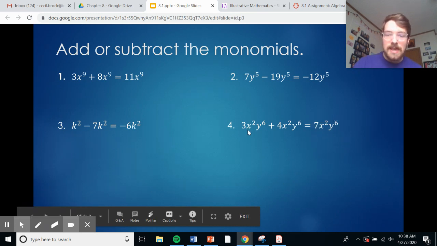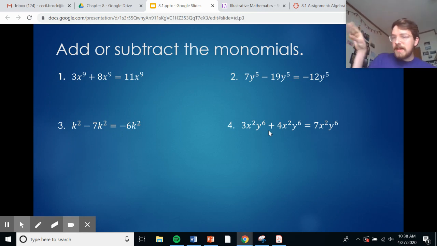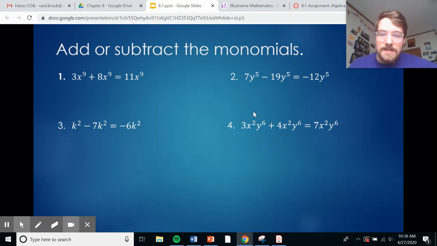And then my last one, I promise I will not give you something super crazy like this, where I've got x to the second, y to the sixth, 2 variables mashed together. I just think that can be kind of confusing sometimes, but I just wanted to spice it up a little bit. But since they both have an x to the 2 and a y to the 6 on them, I just have to add that 4 and that 3. So it should be 7 with the x to the second, y to the sixth. That's all it's going to be.